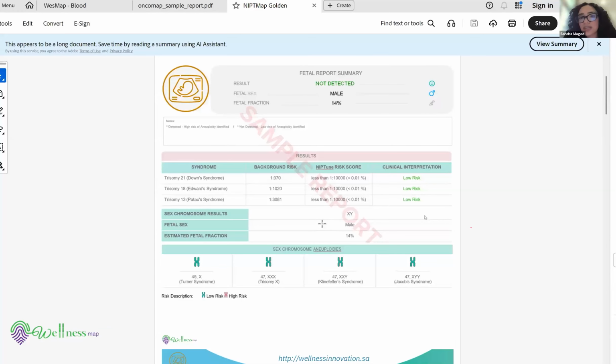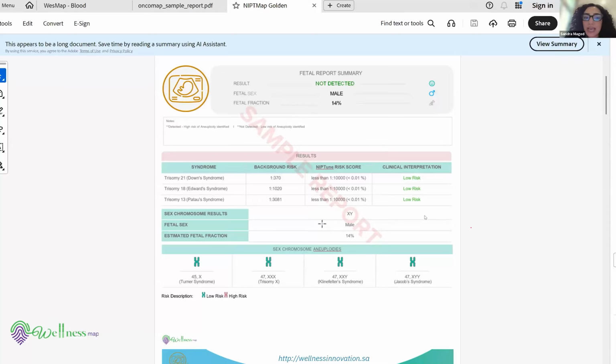And then the Neptune risk score is basically what we've detected. We can see here that it is low risk, and we didn't detect anything that could say that this patient has any sort of alteration in the trisomy specifically.